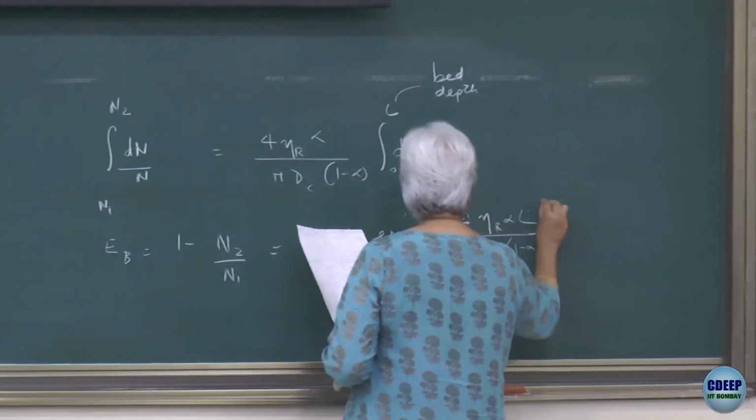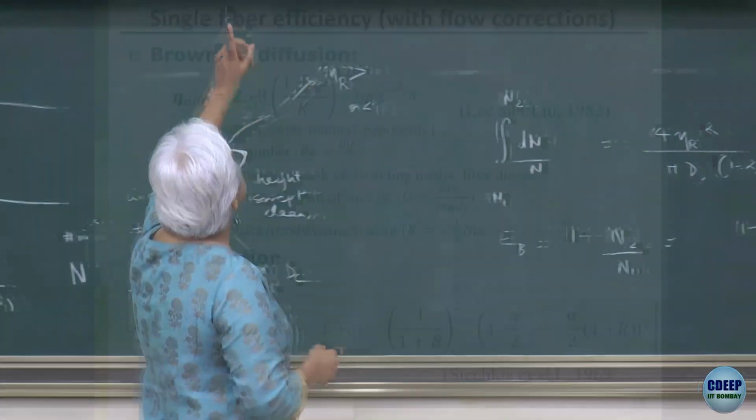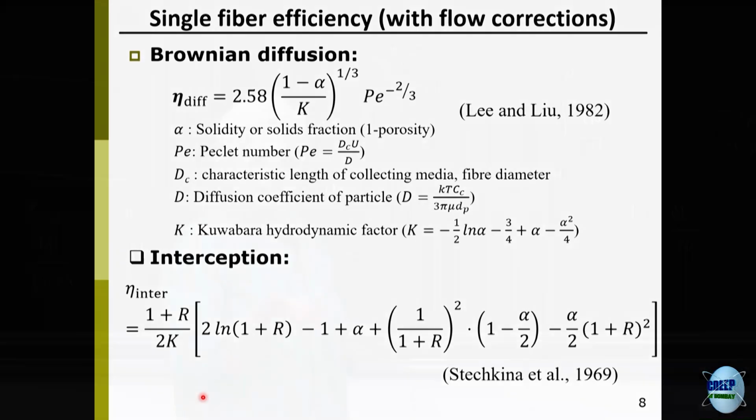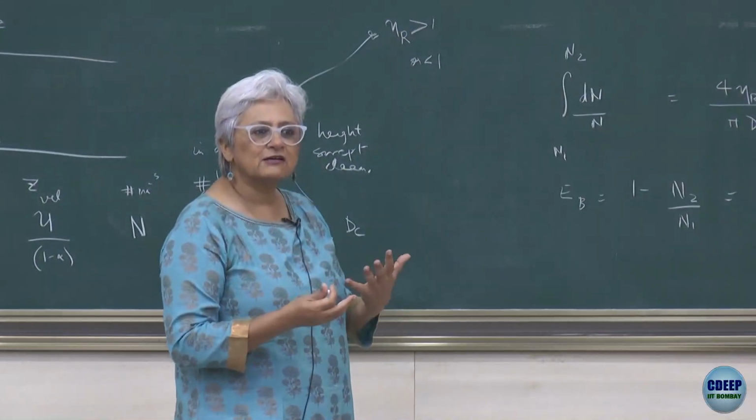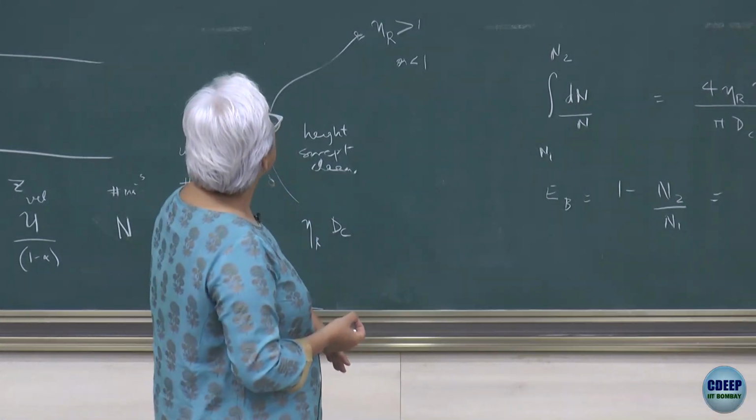This is what we end up with, the expression. Here we're talking about the single element, and this is the bed. In the single element, 1 minus alpha is in a different place, and the hydrodynamic factor has some dependence on alpha, which is the solids fraction. These are all calculated or determined experimentally, right?